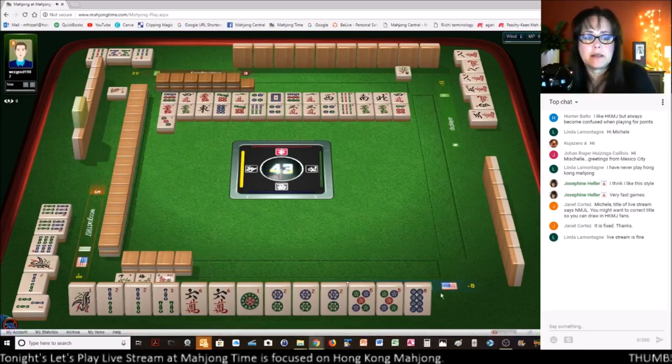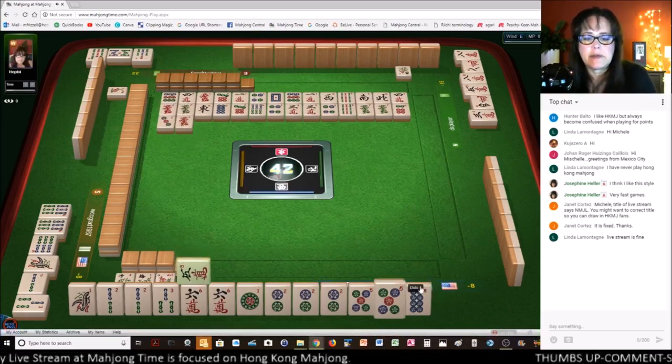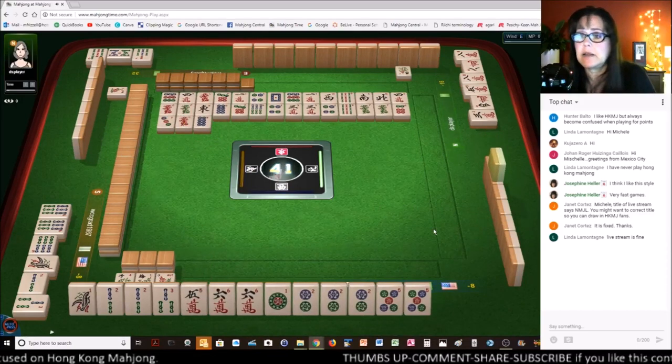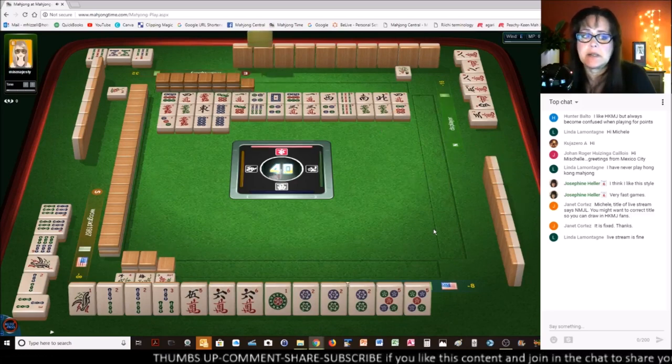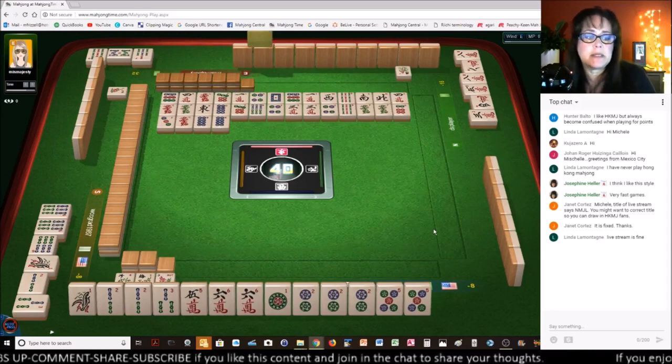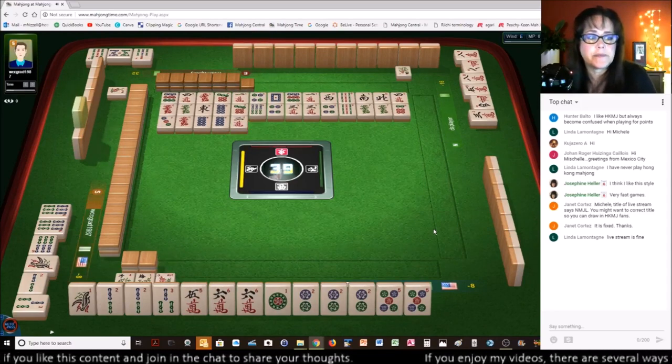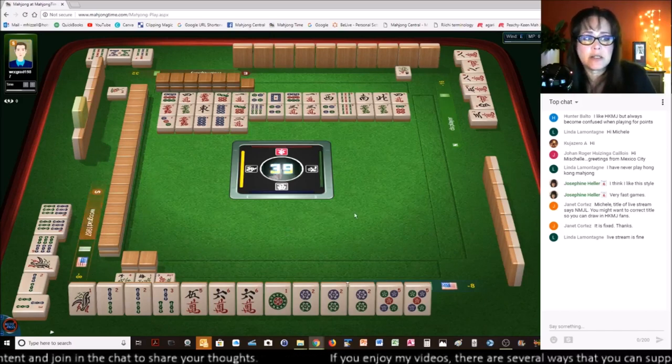3 dots. Red dragon. 5 crack. There's an 8 dot out. 8 dots. We still need a pair. There's a 3 bam and a 5 crack out. There are no 1 dots out. 8 dots. So I think the 3 bam or 5 crack could probably be discarded next. The 1 bam's been discarded too, or it's in an exposure, actually.